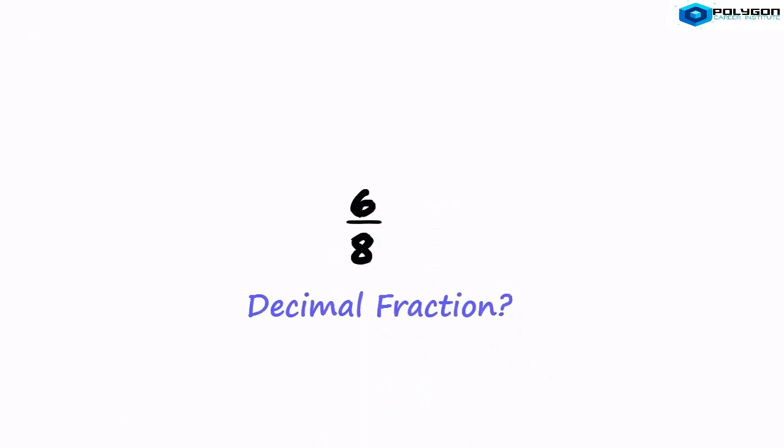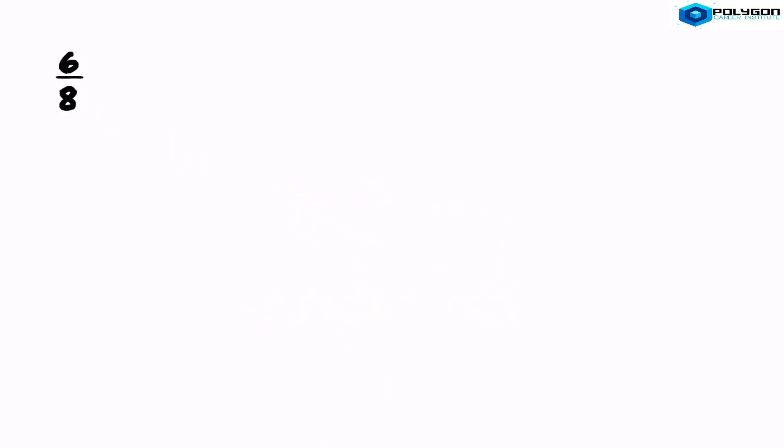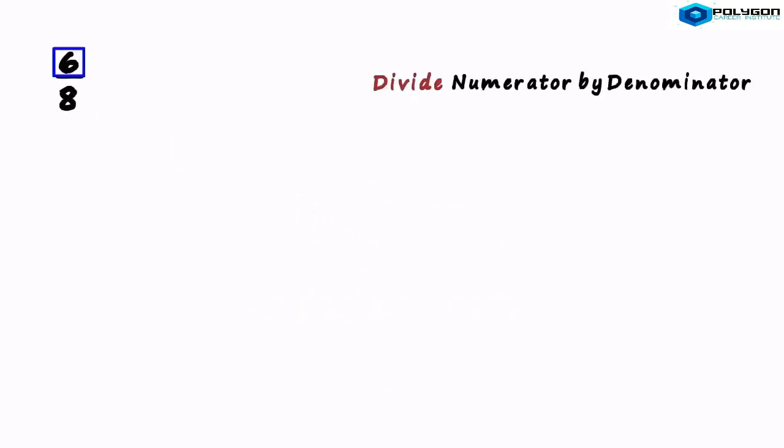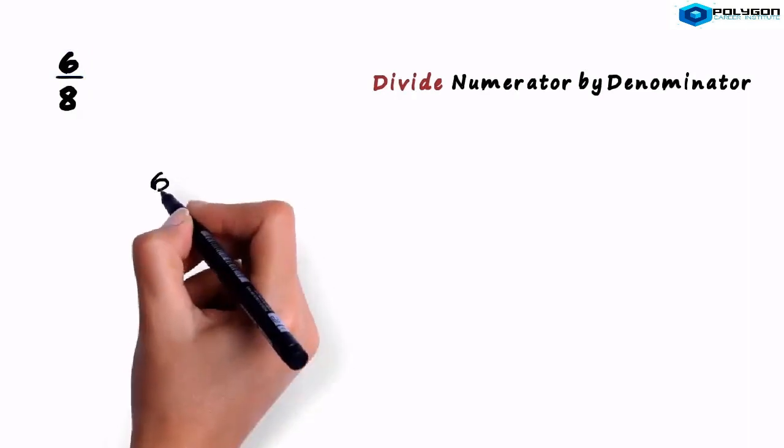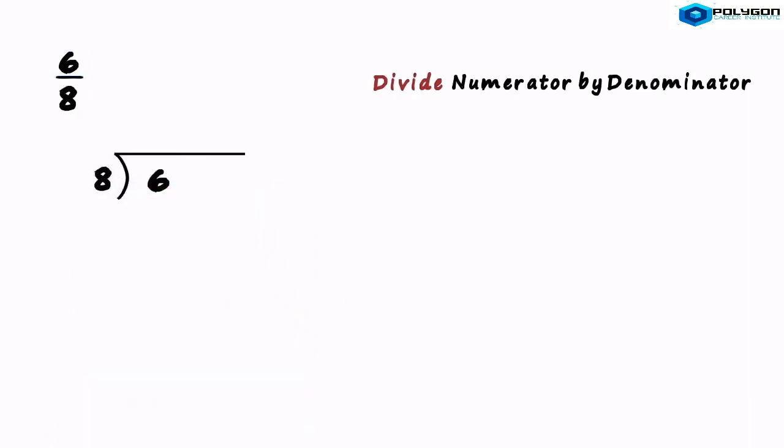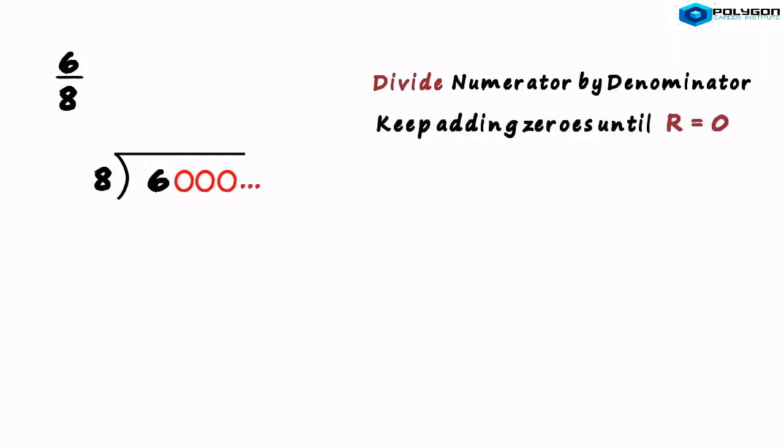How do we convert the fraction 6 by 8 to the decimal fraction form? All we have to do is divide 6 by 8. We can say that in the first step, we divide the numerator by the denominator. We write 6 and divide it by 8. How do we proceed with the division? 6 does not divide exactly into 8 and we will be left with a remainder of 6. We follow a different approach here. We keep adding zeros to the dividend until the remainder becomes 0.